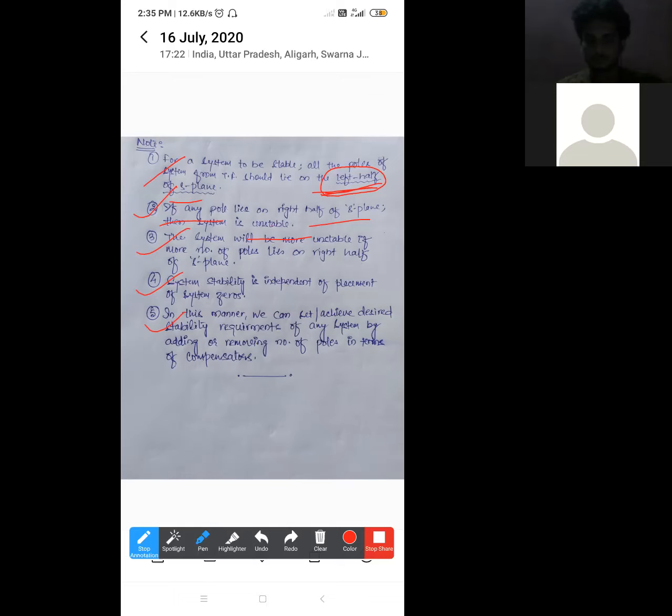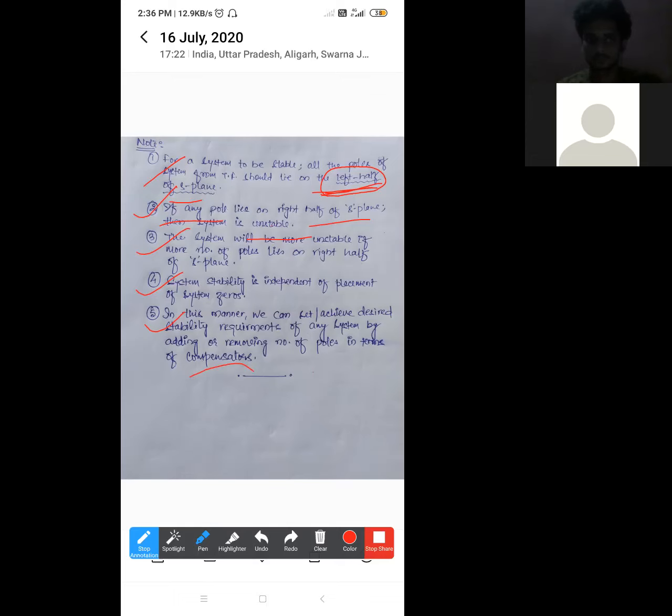How will we achieve this? Just with the help of a compensator, right? By adding a compensator in the circuit, we can add poles or we can remove poles as per our requirement, as per our desire. So basically there are three types of compensator: lead compensator, lag compensator, and lead-lag compensator, right?